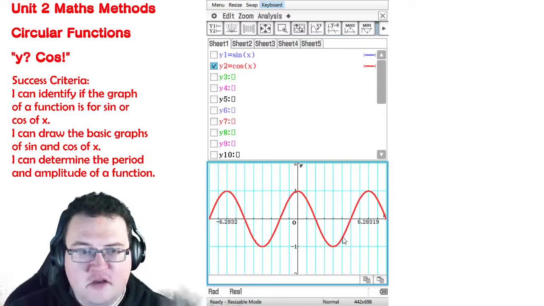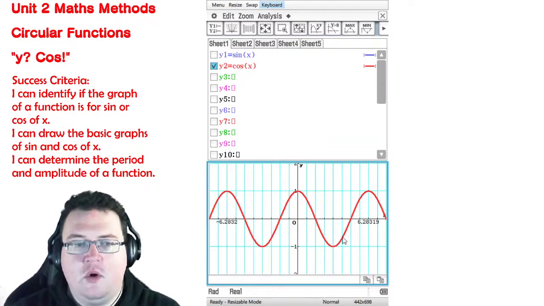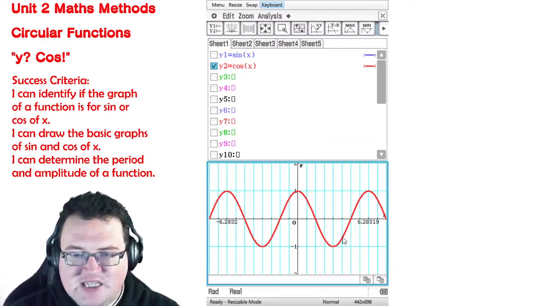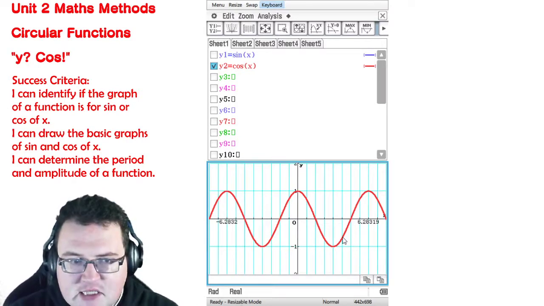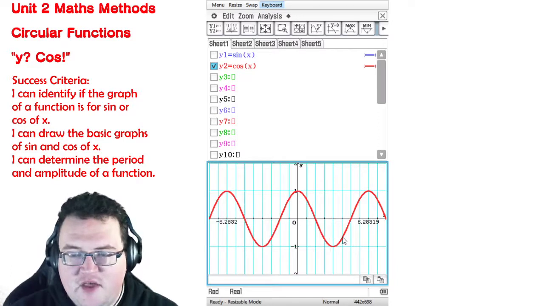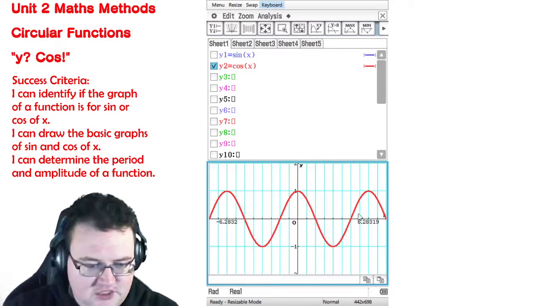Now we can fiddle with the amplitude, we can fiddle with the period, we can do translations, we can move them up and down, but those are something that we'll worry about later. Right now, I want us to be looking at the basic structure, how to draw them, how to get them on our CAS, and being able to identify things such as the period and the amplitude of the function.